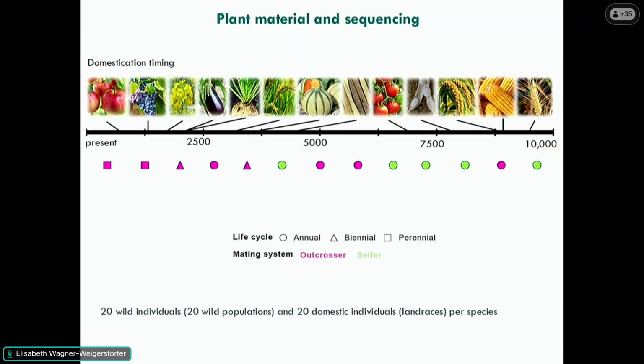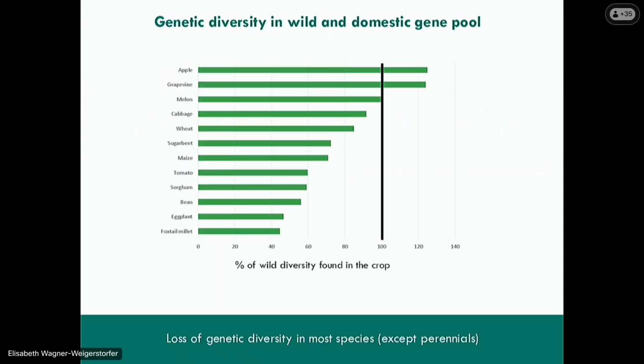So for each of these species, we sampled 20 wild individuals from 20 wild populations and 20 domestic individuals from 20 traditional landraces for each species. And we sequenced those 40 genomes per species. And so we, first of all, determined the genetic diversity in the wild and domestic gene pools.